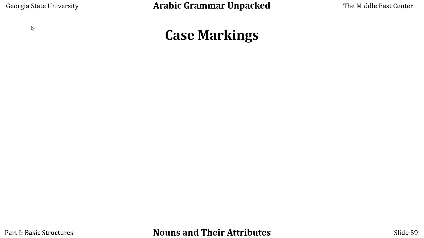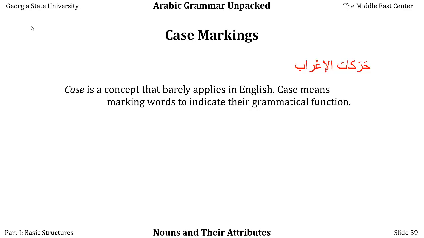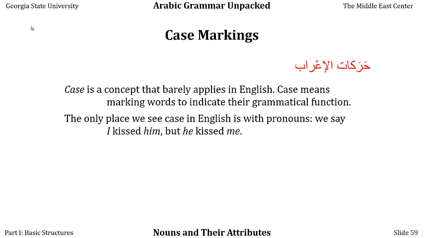The last attribute we're going to look at is case markings, and we call these harakat al-i'rab in Arabic. Case is a concept that barely applies in English, and what case means is marking words to indicate their grammatical function. If you have ever studied a language like German or Russian or Latin or several others that have case systems, this will be very familiar to you. But most English speakers don't really get it at first because we don't really use case in English. The only place we see case in English is with pronouns. We say, I kissed him, but he kissed me.